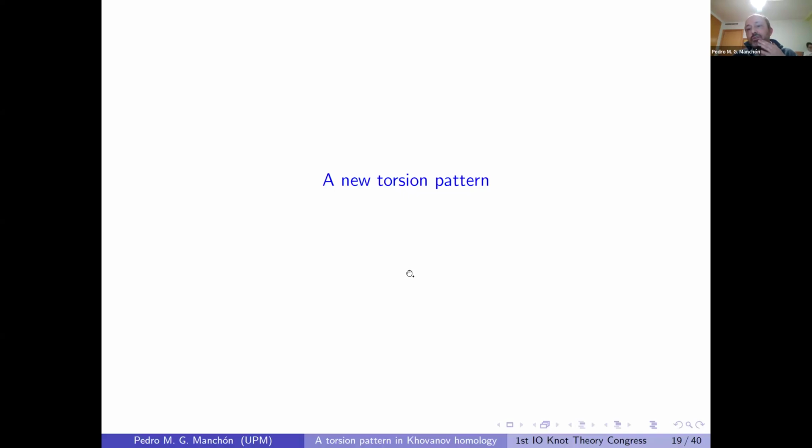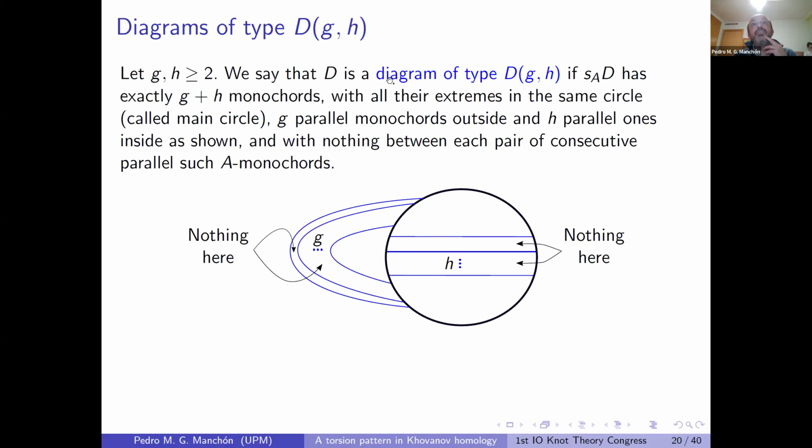It is useful for a large class of knots, not only for semi-adequate links, and appears not only in the penultimate or antepenultimate quantum degrees. We start with a definition. This is a diagram of type DGH. If we look at its A smoothing, we see one main circle, G parallel monochords outside, H parallel monochords inside, nothing in between. In addition, we can have extra circles.